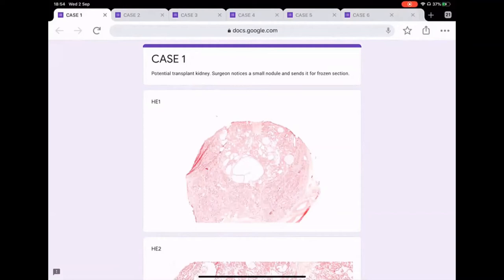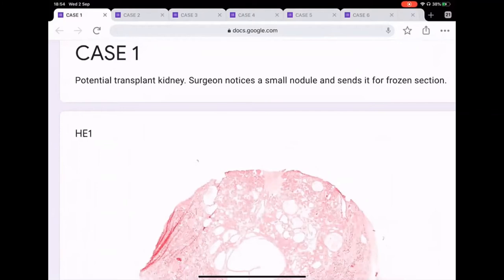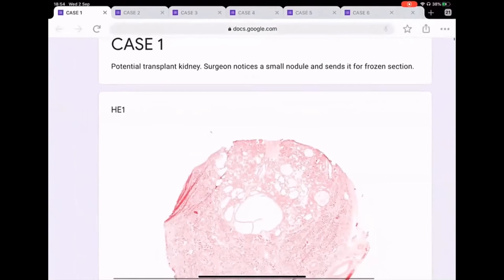So let's go to the first case. These are like slides, but they are taking a different magnification and I will be moving it and you will be able to see. But first, let's see the history. The history says that there is a kidney that's a potential transplant kidney. Before the surgeon does the surgery, they basically assess the kidney to make sure that there are no lesions. He saw a nodule on the transplant kidney, and he sent it for the frozen section.